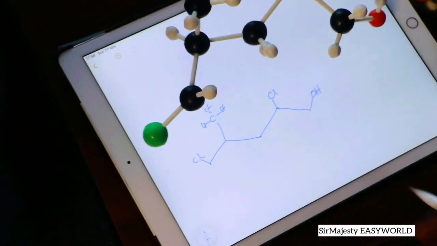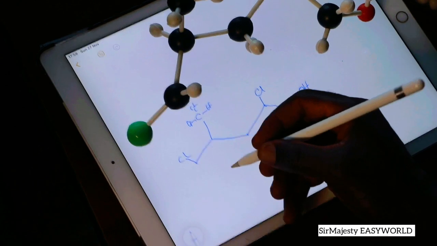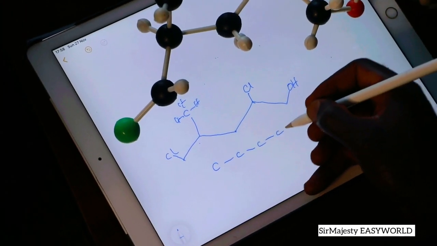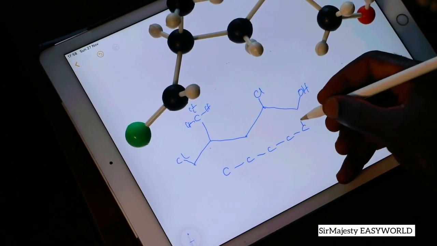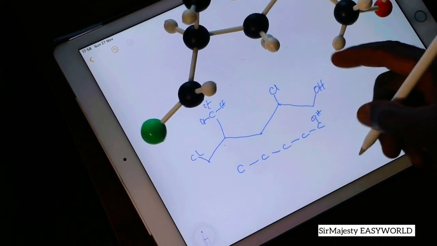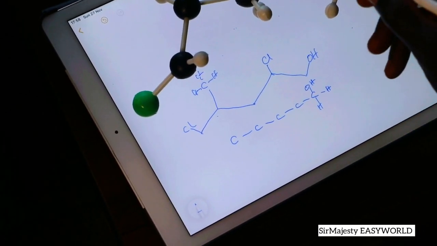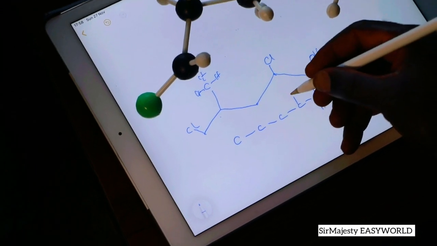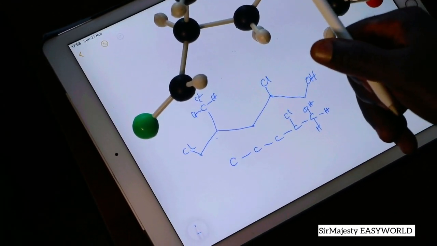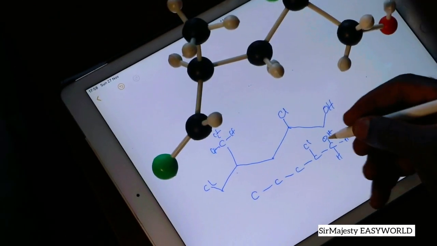Then to make it easier for you to understand more and more, I can also draw it this way: 1, 2, 3, 4, and 5. Then I will attach this OH here. That is this OH. Then these two hydrogens will be like this. Then at carbon number 2 here, I will attach my chlorine, and then 1 extra hydrogen, because it is now 1, 2, 3, 4. Remember, each carbon will be surrounded by 4 bonds.